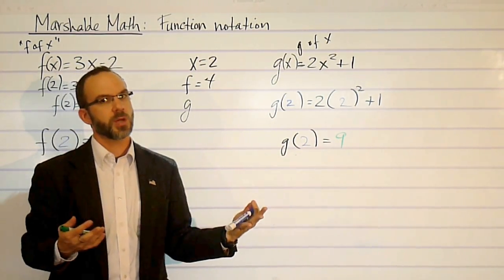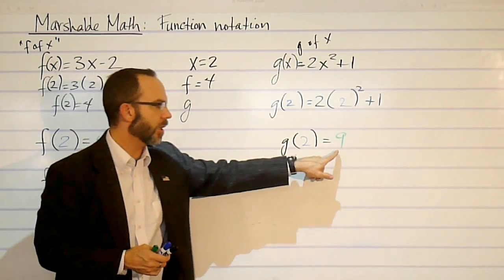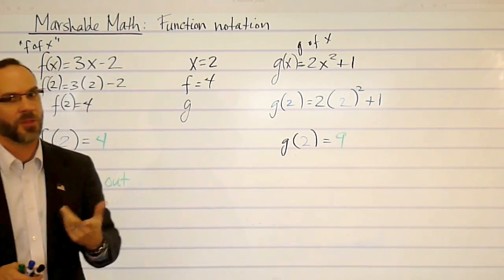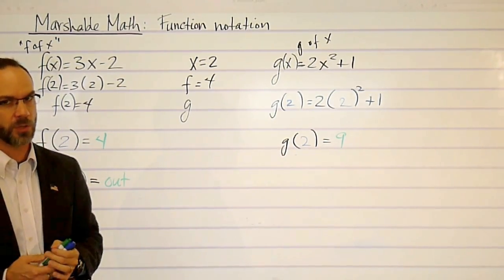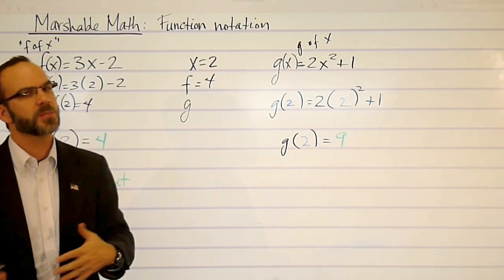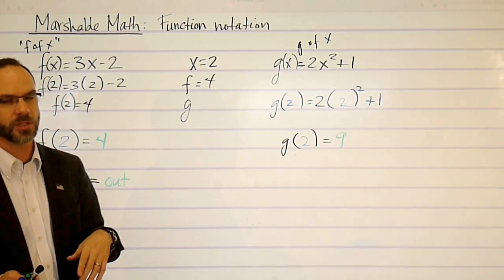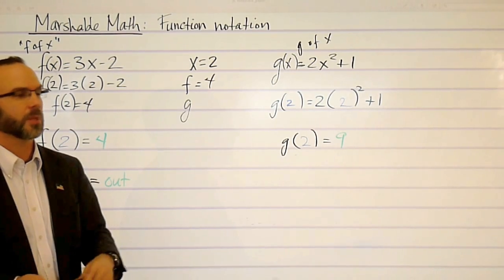I know which function I'm talking about, I know what the input is, and I know what the output is. So that's really what we're talking about when we say function notation. It's still just y, it just means a specific y. It's the function g, or the function h, or the function f, or something along those lines.